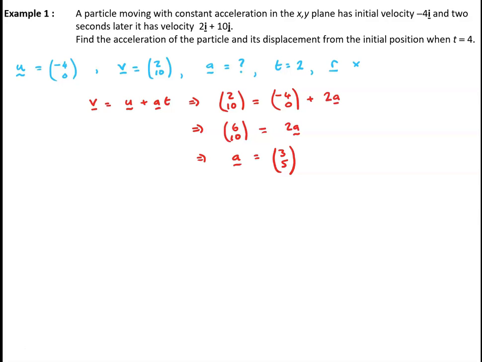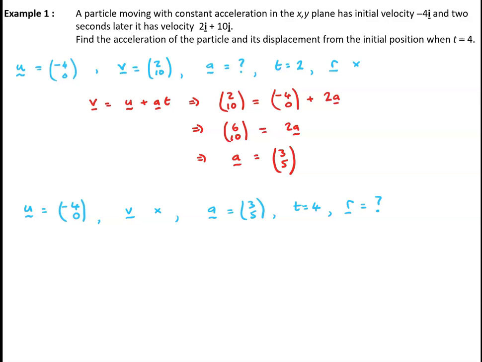For the second part, we need to find the displacement from the initial position when t equals 4. So we know that u is (-4, 0). We don't know the final velocity when t equals 4. We've got the acceleration is (3, 5). We've got the time is 4. And we're interested in finding what the displacement is from the initial position.